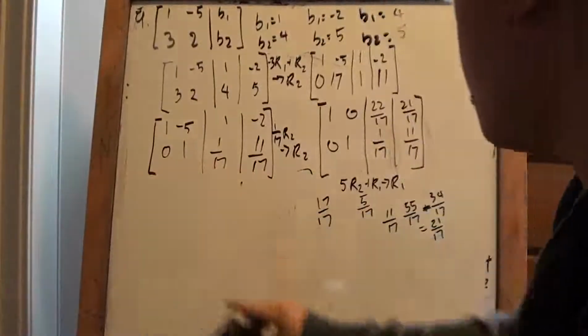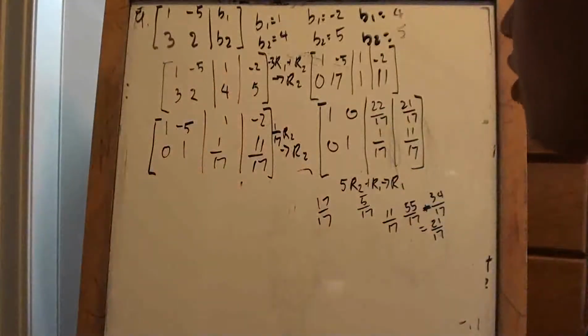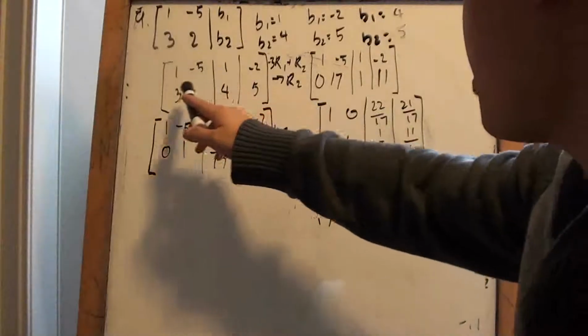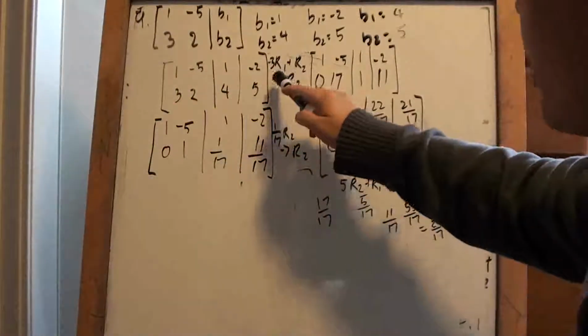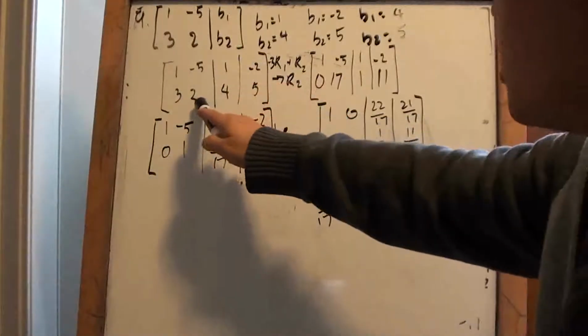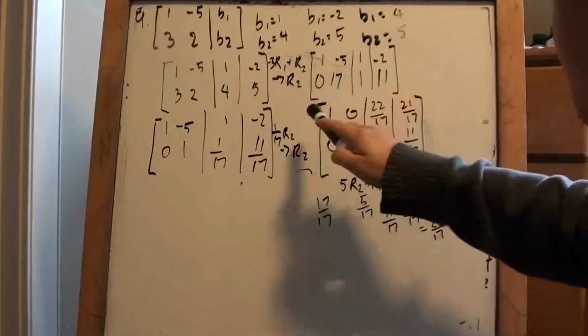But anyway, let's proceed. So I have this, and my goal is to make this into an identity matrix, which we've done before, or reduce it as much as we can. So what did I do? I took the first row, multiplied it by negative 3, and added it to the second row. So that becomes this guy, right?